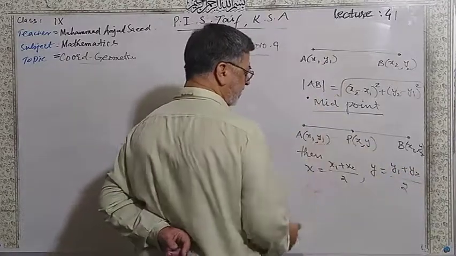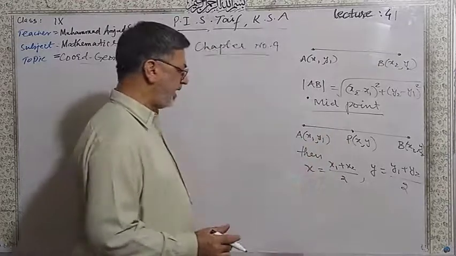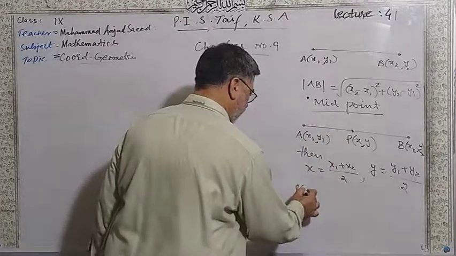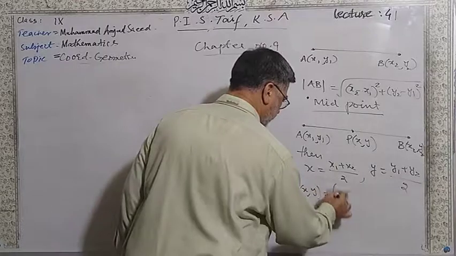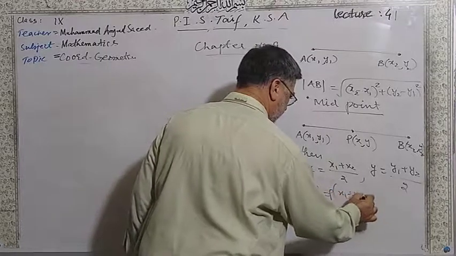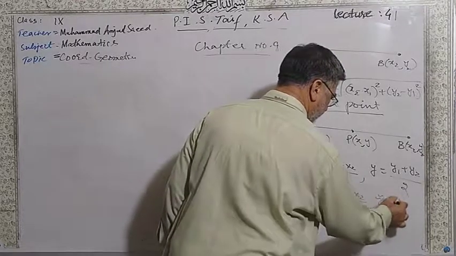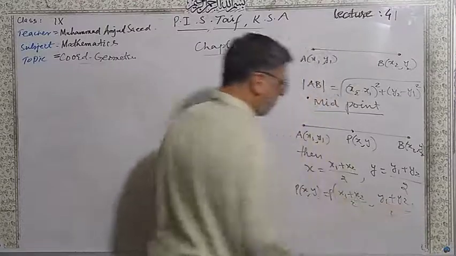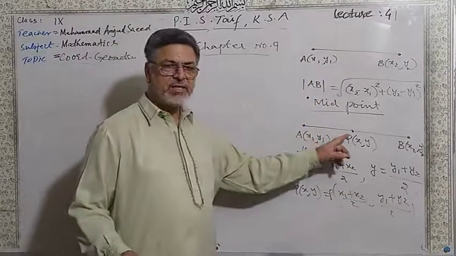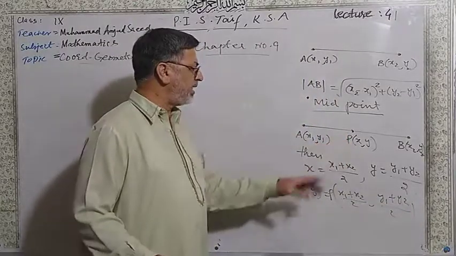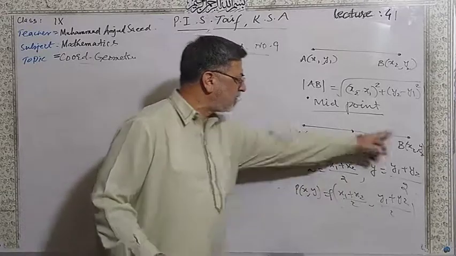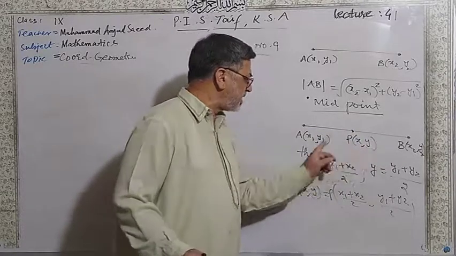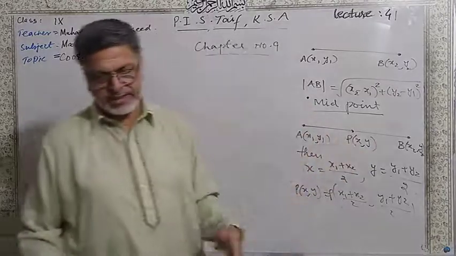So it means that your midpoint P of (x, y) is equal to P of ((x1 plus x2) over 2, (y1 plus y2) over 2). It's very easy to remember. If P of (x, y) is a midpoint, then the value of x will be first plus first over 2, and the value of y is second plus second over 2. That is your formula.